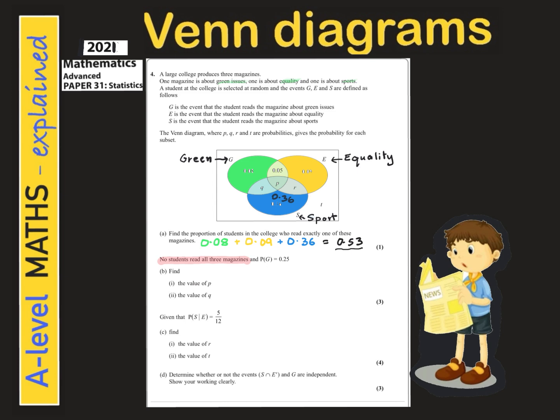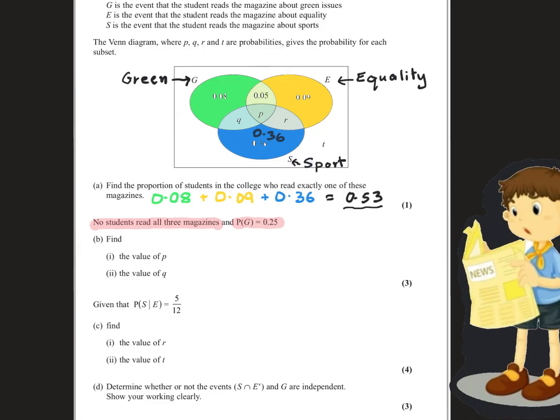Now we're told that no students read all 3 magazines. And the other thing we're told is that P(G) is equal to 0.25. That means the probability of everything in the green set. I hope that you can see that this P over here represents students that read all 3 magazines. But we're told that no students read 3 magazines. So P is equal to 0.